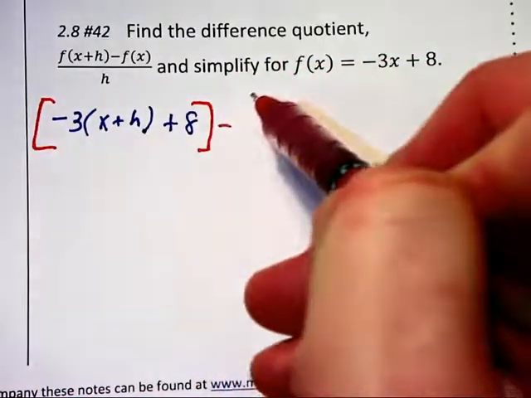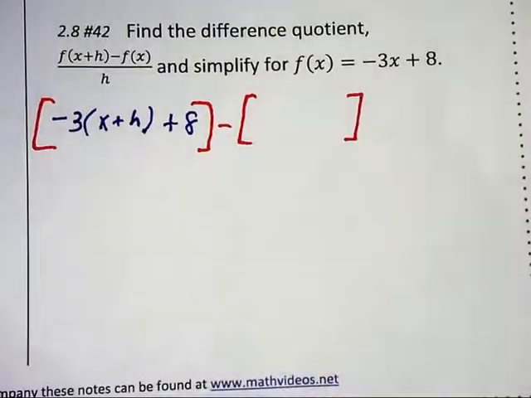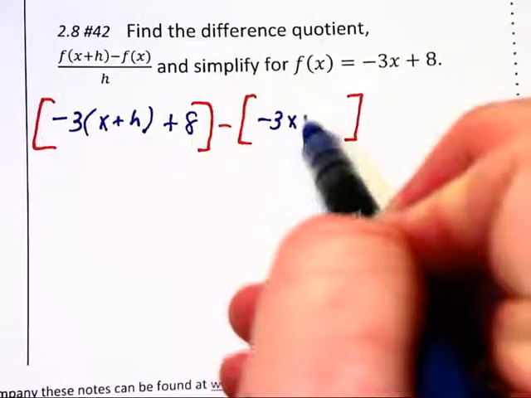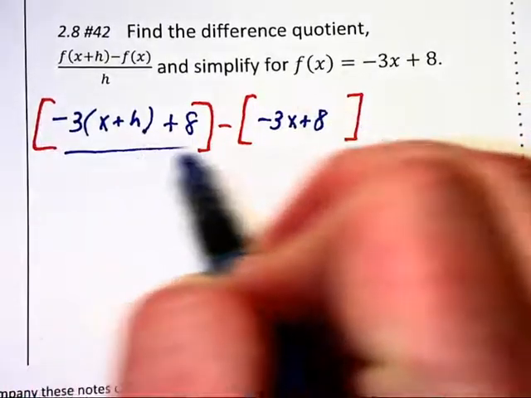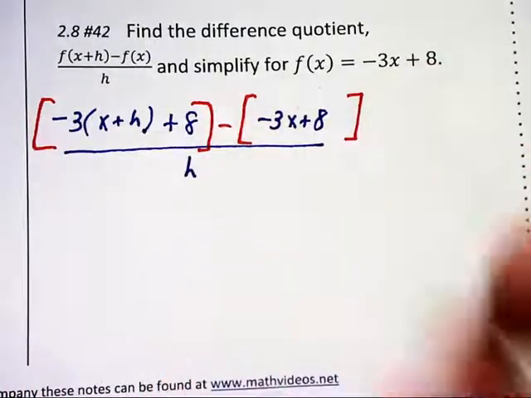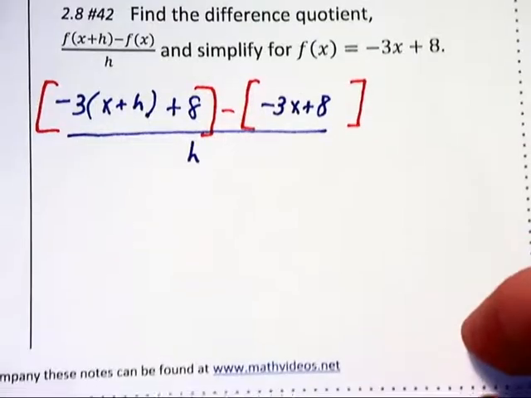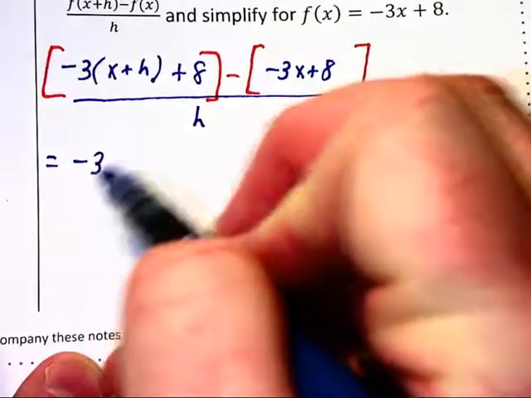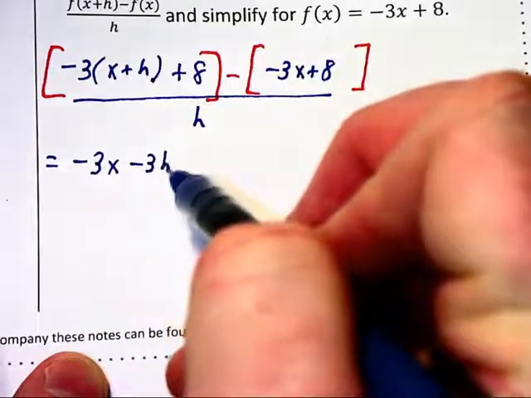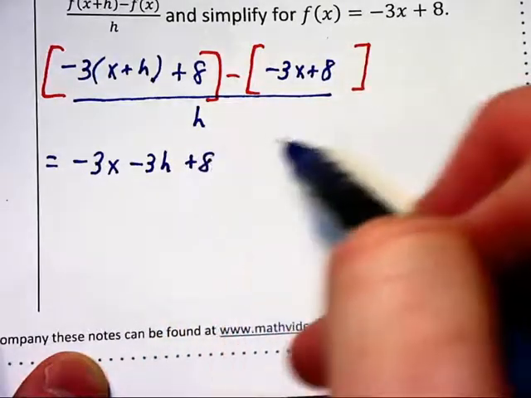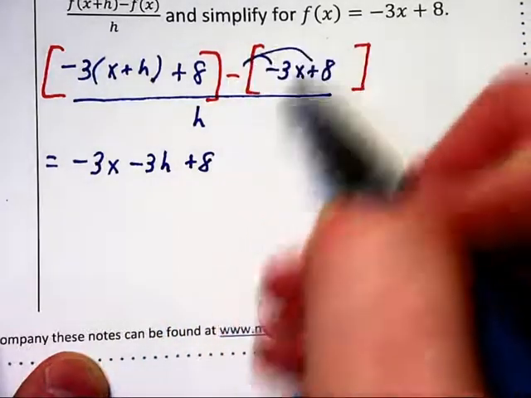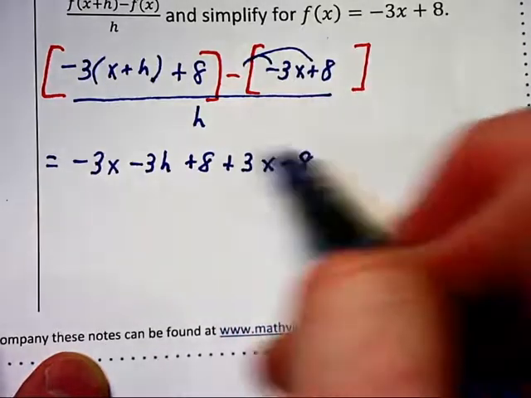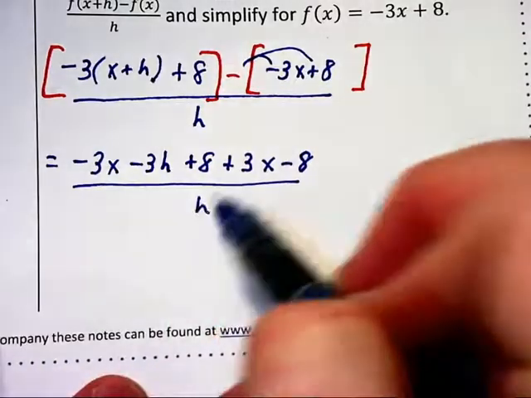Now we want to minus f of x itself. Well, that's the negative 3x plus 8 that we were given. That difference is then going to get divided by h. So let's begin by distributing in the numerator. We will have negative 3x minus 3h plus 8. Distribute this negative here. That will give us a plus 3x minus 8 all over h.